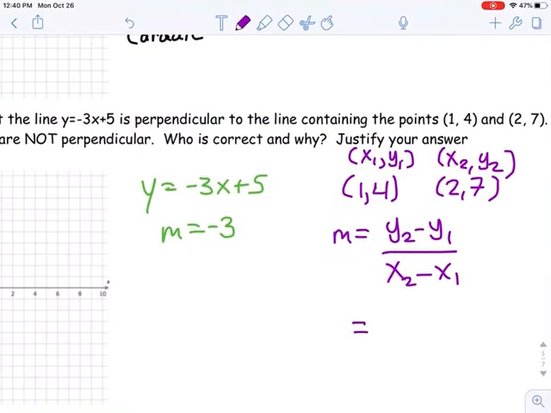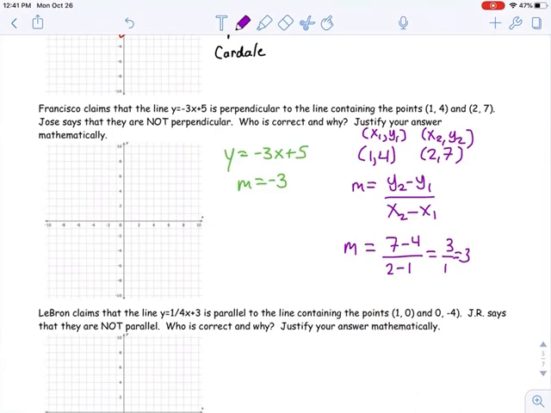And remember, it doesn't matter which point's which. What does matter is consistency. So I'm going to get 7 minus 4 over 2 minus 1. I'm going to get 3 over 1, which is 3. So a slope of -3 and a slope of 3. They are not perpendicular. They're not opposite reciprocals. So who was right?